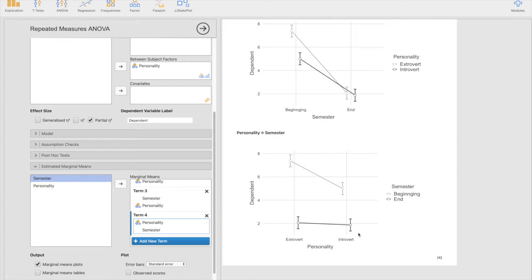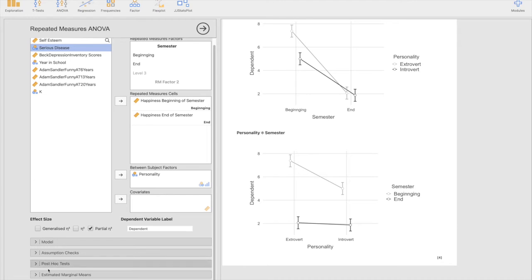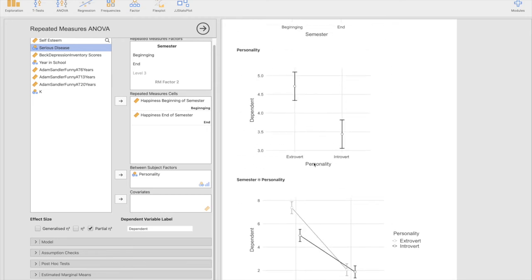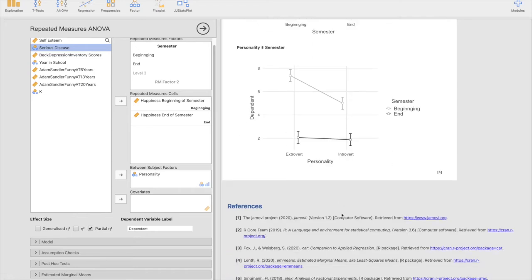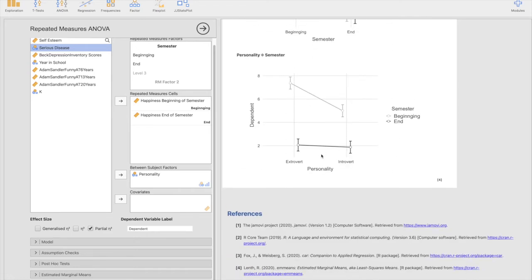So I now have three significant effects. Well, two significant main effects and a significant interaction. A main effect is just looking at personality, ignoring semester, or looking at semester, ignoring personality, and the interaction is looking at them both together, seeing if any special magic happens. It did. So let's look at our post-hocs.